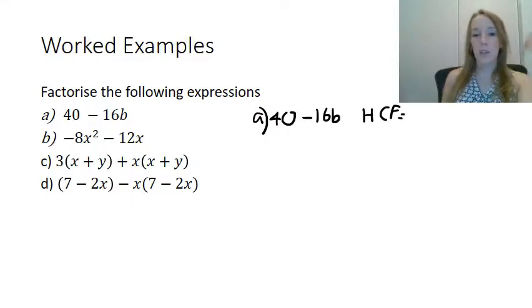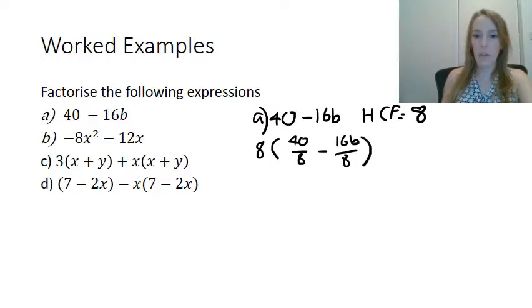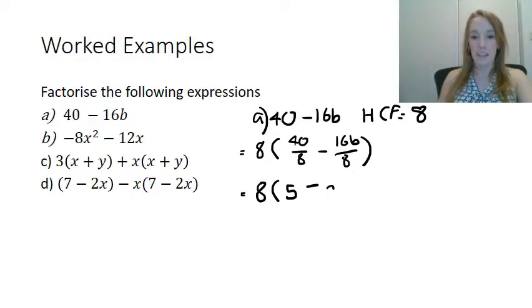So our highest common factor of both 40 and 16b is going to be 8, because both of those can be divided by 8. So we're going to write that out the front of our expression, 8, and in brackets 40 divided by 8, take 16b divided by 8, close bracket. Okay, so 40 divided by 8 is going to leave us with 5. Take 16b divided by 8, it's going to leave us with 2b, close bracket. And that would be our answer.